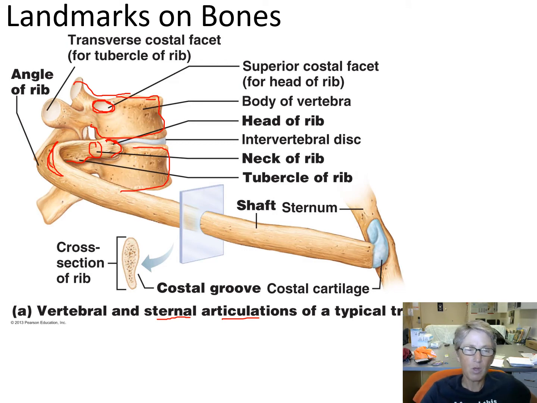So this is the way you should study the way the joints are, or the way the bones fit into one another. You don't want to just say a rib fits into a vertebra. You want to say the head of the rib, so now you're talking about one bone, the head of the rib articulates with the superior costal facet of the vertebra.